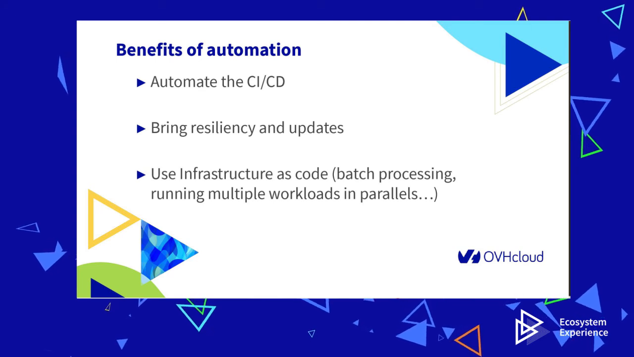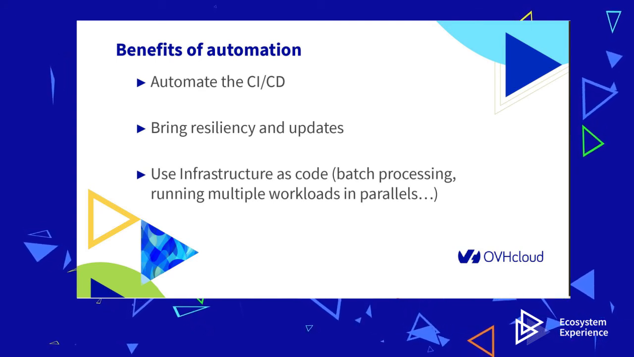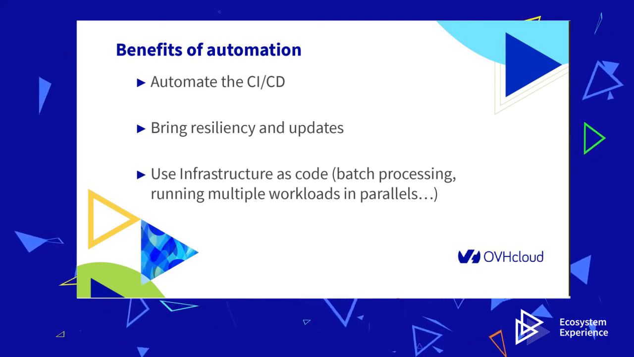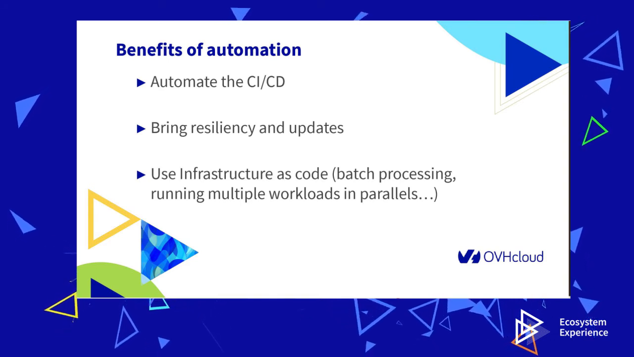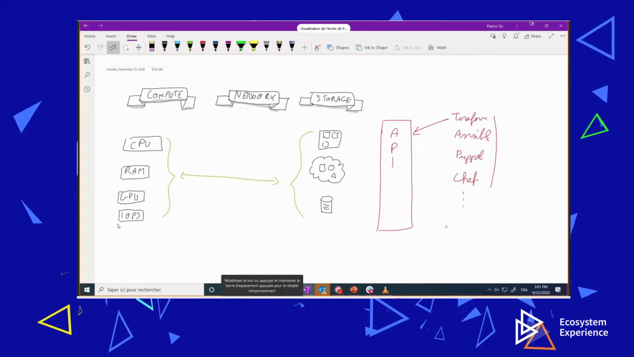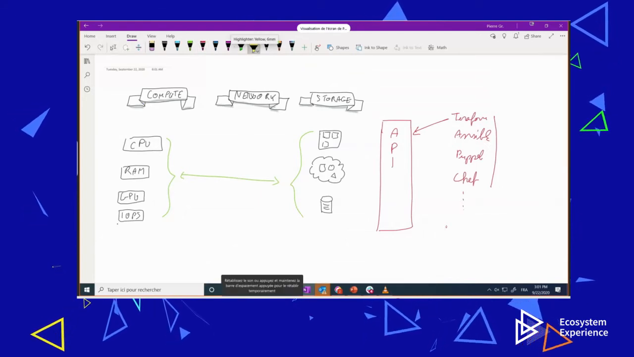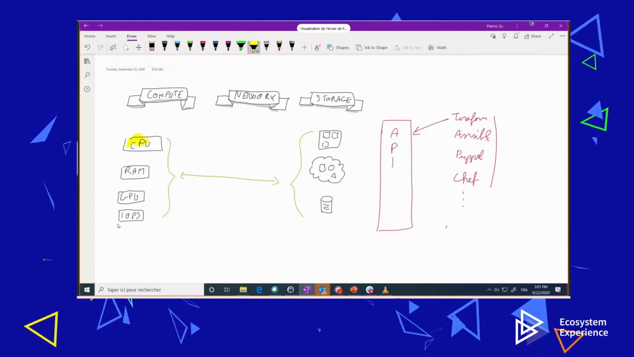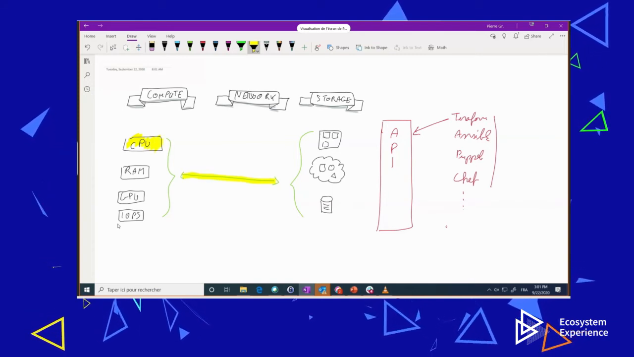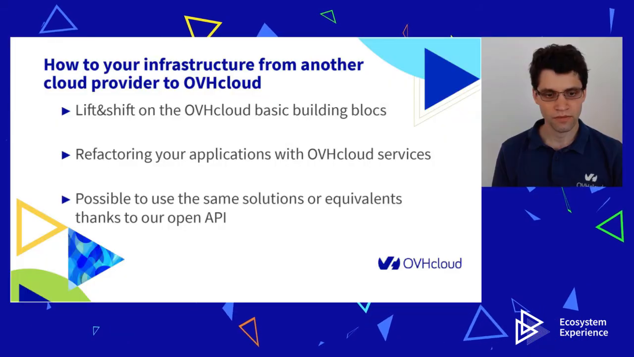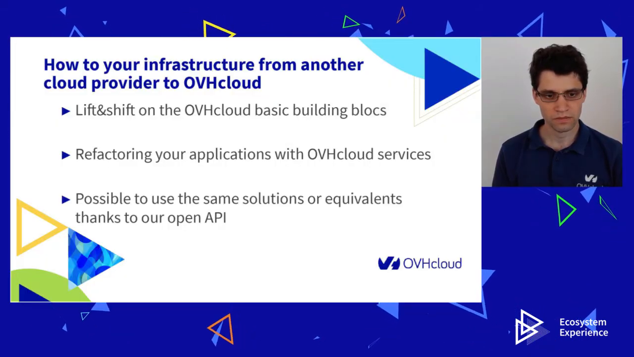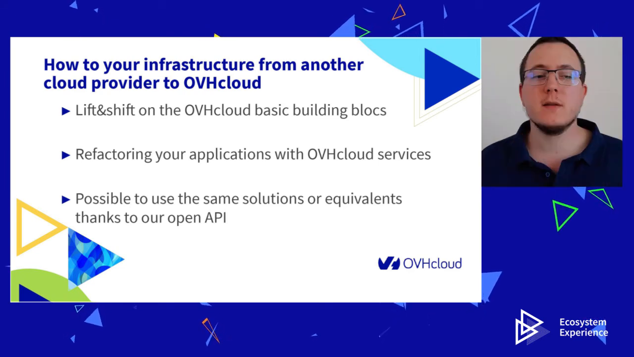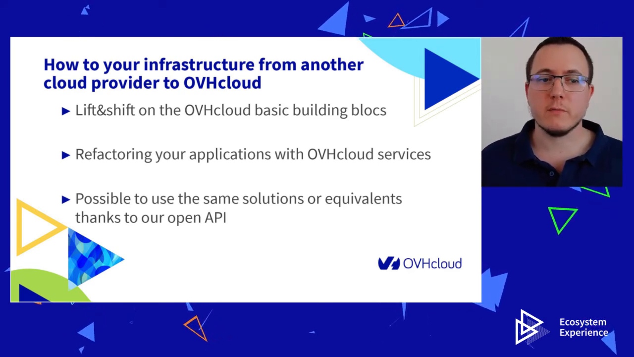Another aspect of automation is that you will start to do infra as code. You will be able to do batch processing and run multiple workloads in parallel. One good use case for doing so is to use CPU instance flavor with a high-speed, low-latency network and object storage. Okay, we talk a lot about building the infrastructure, but let's say you're already hosted at another cloud provider.